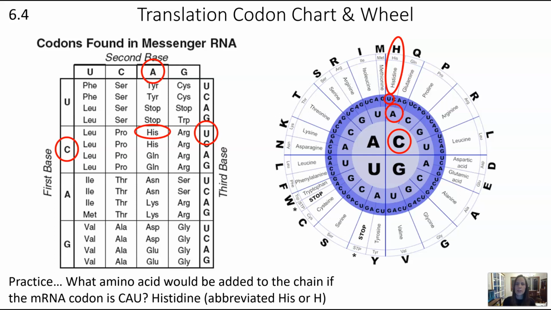And those big letters you see on the outside of the wheel, that's just a single letter abbreviation of all of the amino acids. And because several of them start with the same letter, sometimes that one letter representation can't be the first letter of the amino acid.